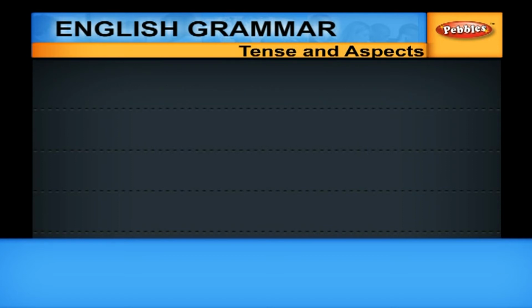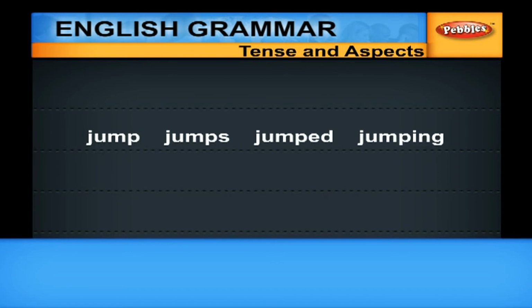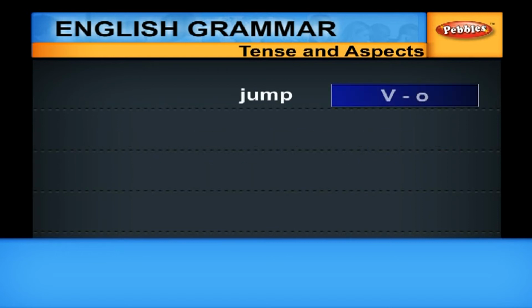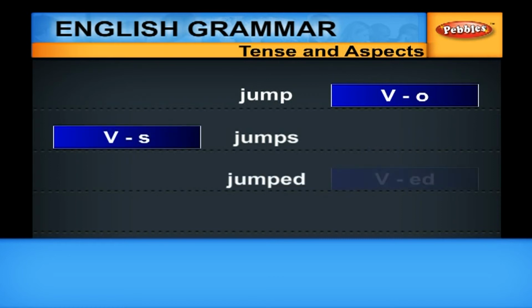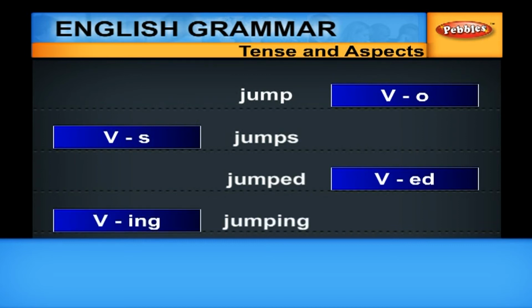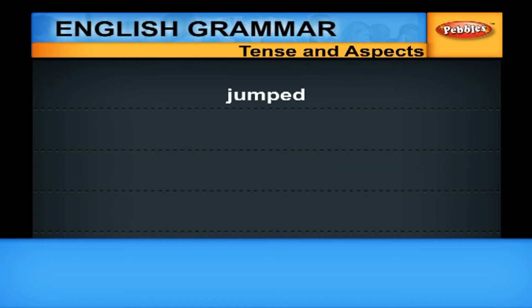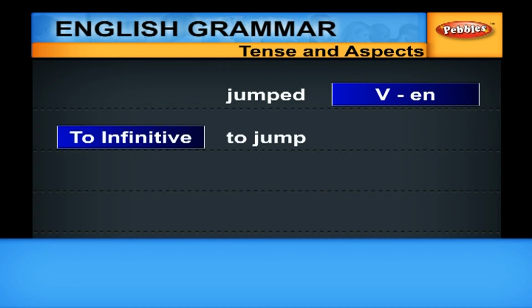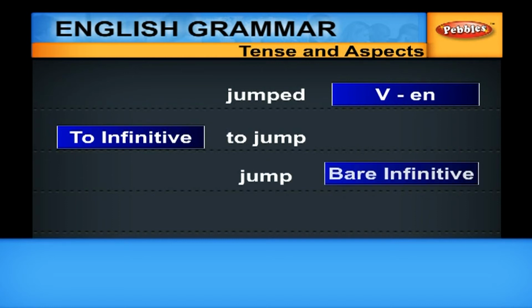Let us take the verb jump. Jump, jumps, jumped, jumping, jumped, to jump, jump. Jump, VO form. Jumps, VS form. Jumped, VED form. Jumping, VING form. Jumped, VEN form. To jump, to infinitive form. Jump, bare infinitive form.